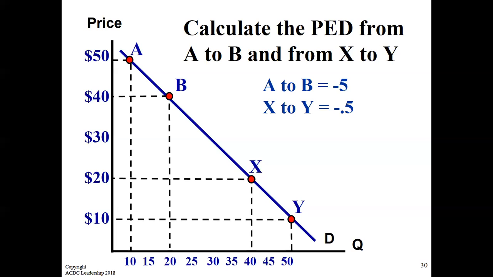Now, let's do the total revenue from X to Y. So at X, what's the total revenue? 800, right? 20 times 40 is 800. And then we're dropping to 10. If it's inelastic and price goes down, what's going to happen to total revenue? It's going to go down. So at 10 times 50, it's 500. So it is inelastic down here, right?